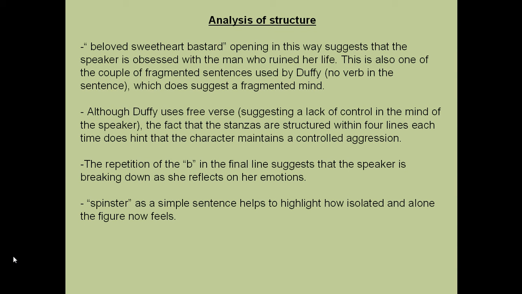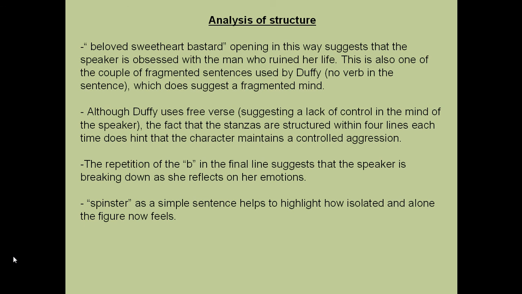Although Duffy uses free verse, suggesting there's a lack of control within the speaker, the fact that the stanzas are structured with four lines each time does hint that the character maintains a controlled aggression. There is some kind of order and control in her mind. Towards the end of the poem, the repetition of the B in the final line suggests that the speaker is breaking down as she reflects on her emotions. And finally, for structure, "spinster" as a simple sentence helps to highlight how isolated and alone the figure now feels, and how essentially that word now defines who she is.